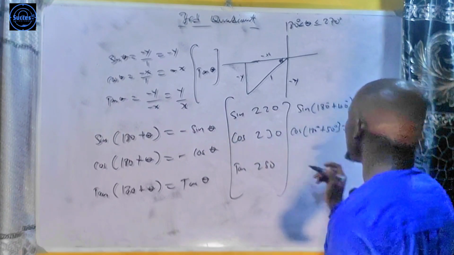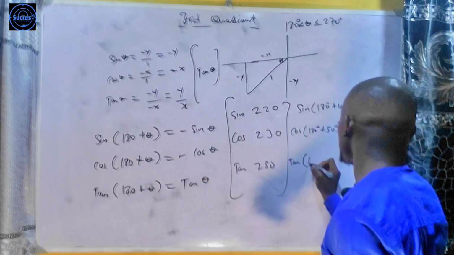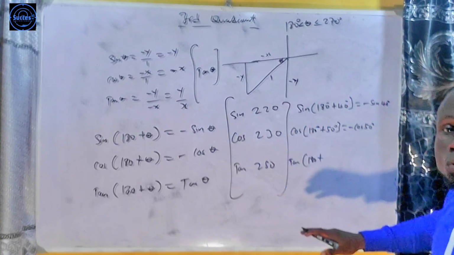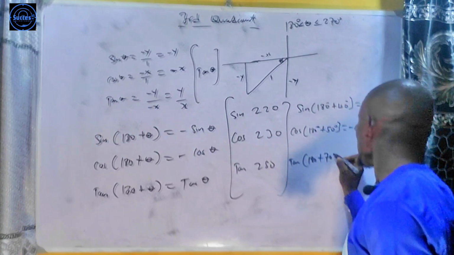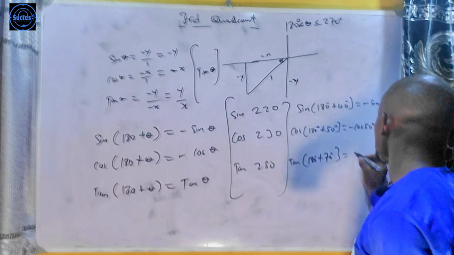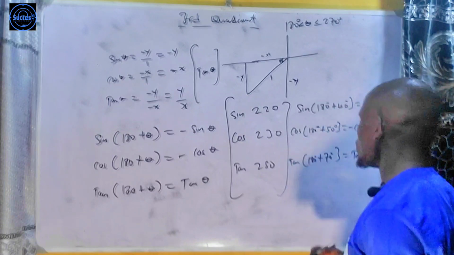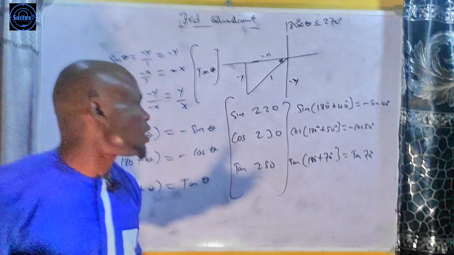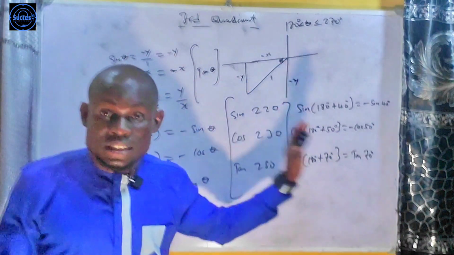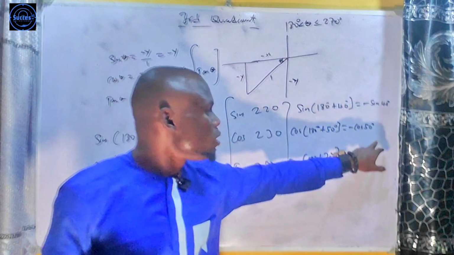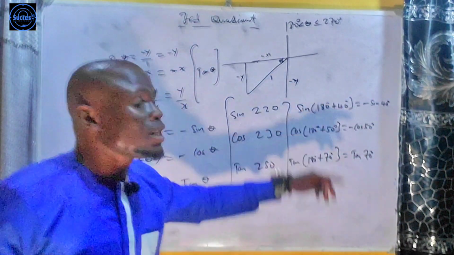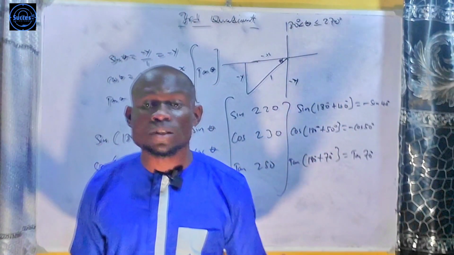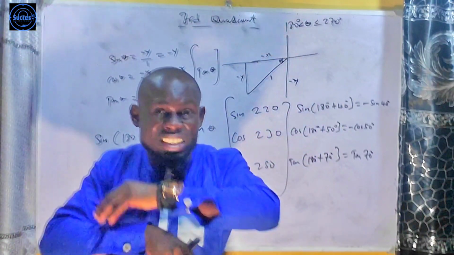And tan 250: tan of 180 plus what? What do you need to add to 180 to give you 250? That will be 70 degrees. So therefore it equals tan 70 degrees. So tan 250 degrees equals tan 70 degrees in the first quadrant. It is very, very simple. This is how you find it. You just find the equivalent in the first quadrant, then you put the sign and you are good. Trigonometry is as simple as that.